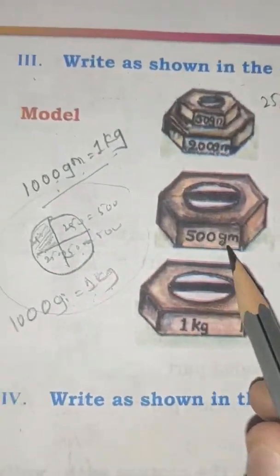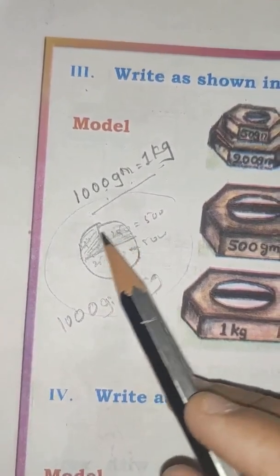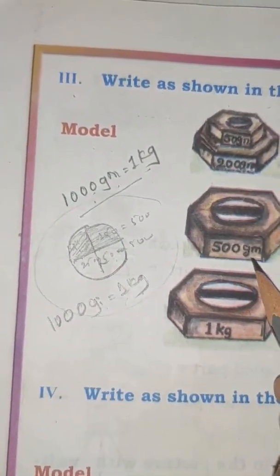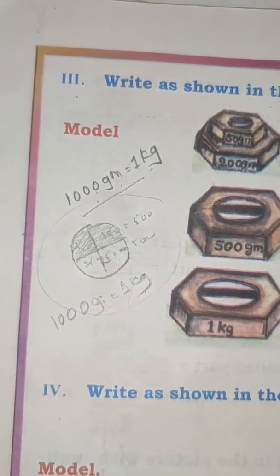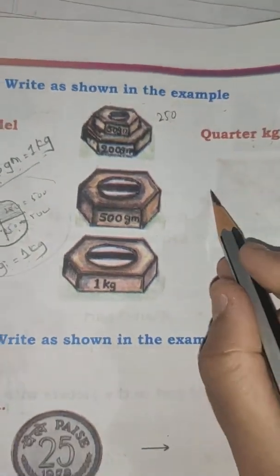Next one is 500 grams. So here 250, 250 means it is half. Isn't it? It is half. So what is the answer here? 500 gram plus 500 gram is equal to 1000 gram, 1000 gram is equal to 1 kg, means it is, yes, half kg.